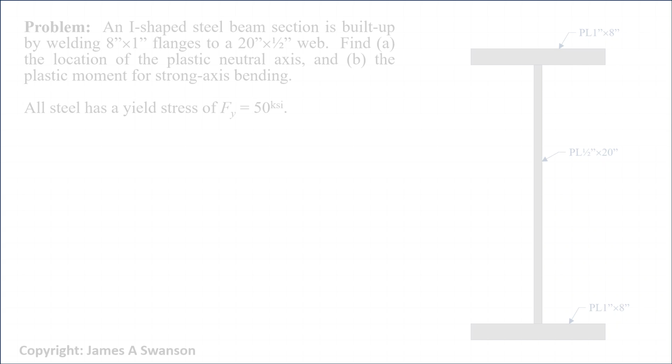This example builds off an earlier example problem where we examined the elastic bending properties of this cross-section. In that example, we calculated the moment of inertia, the normal stresses in the cross-section resulting from a bending moment of 600 kip-feet, and then the bending moment that will cause first yielding in the cross-section. If you haven't worked through that example yet, then you can watch it using the link shown on this slide.